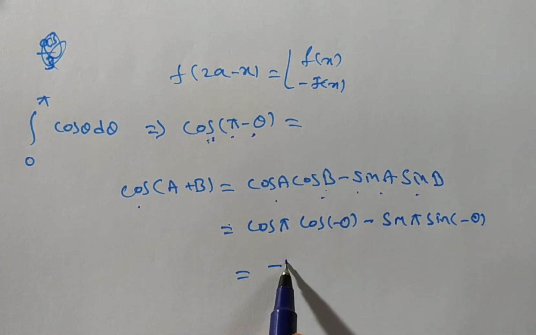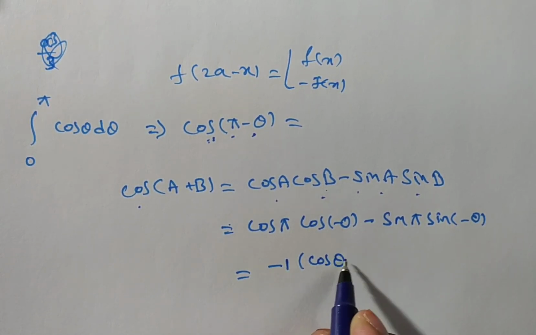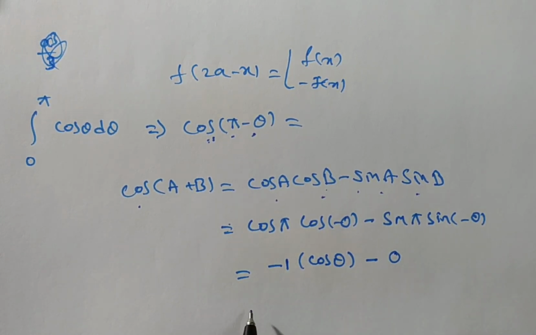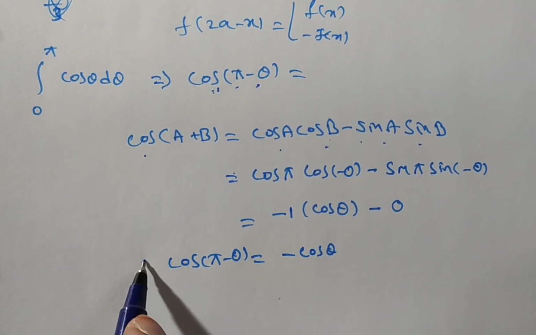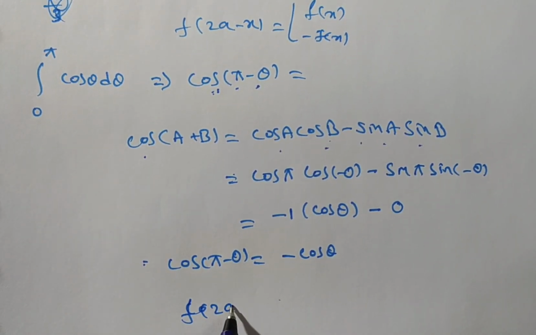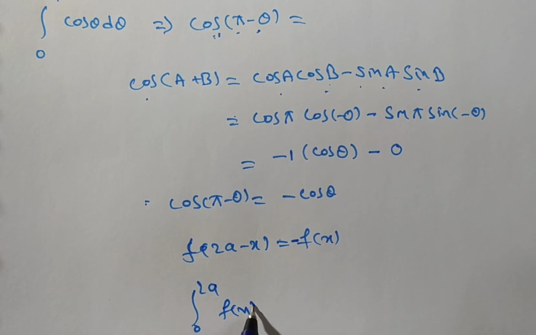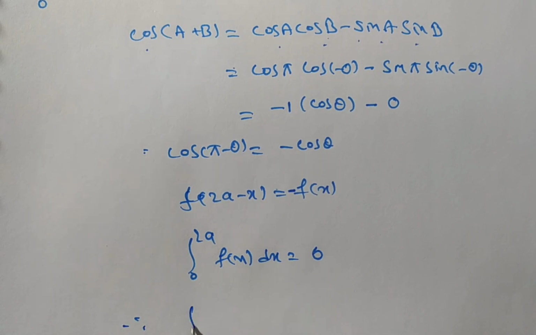You see, cos pi is nothing but minus 1. Cos is an even function, so cos of minus theta is cos theta only. Sin pi is 0, and 0 into this value will be 0. If you simplify it, you will have minus cos theta here. So cos of pi minus theta is minus cos theta. Nothing but here it is like f of 2a minus x is equal to minus f of x. So in this case, the integral 0 to 2a of f of x dx is equal to 0. Therefore the integral 0 to pi of cos theta d theta is equal to 0.